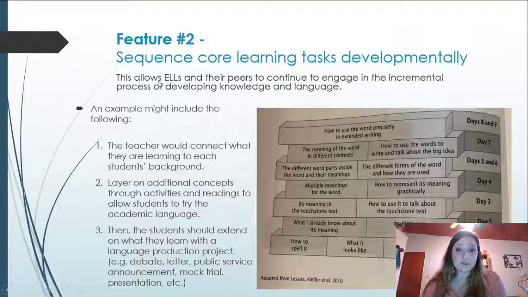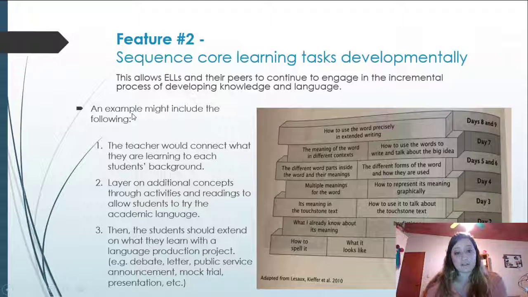So feature number 2 is to sequence the core learning task developmentally. So basically, start from easiest and go up to the hardest. This allows ELLs and their peers to continue to engage in the incremental process of developing knowledge and language.